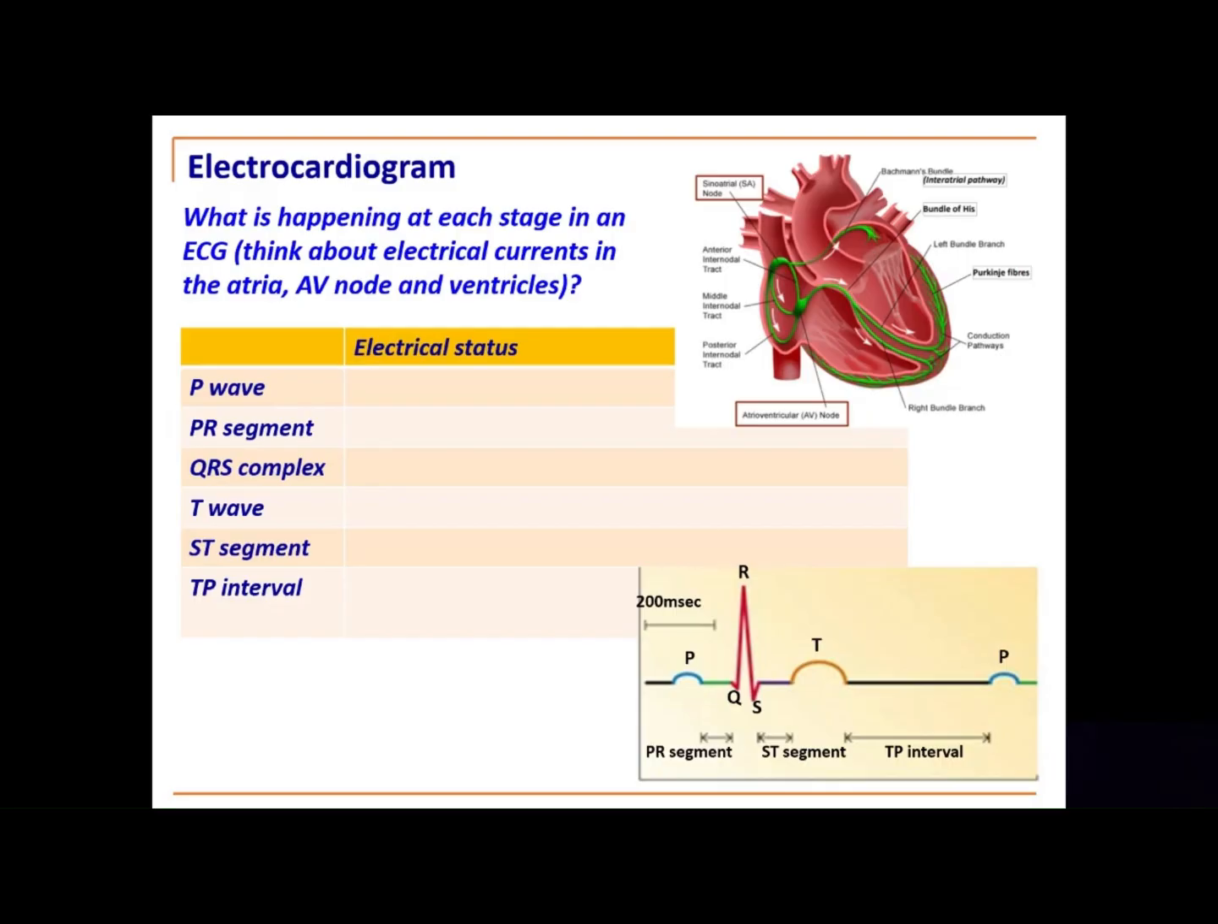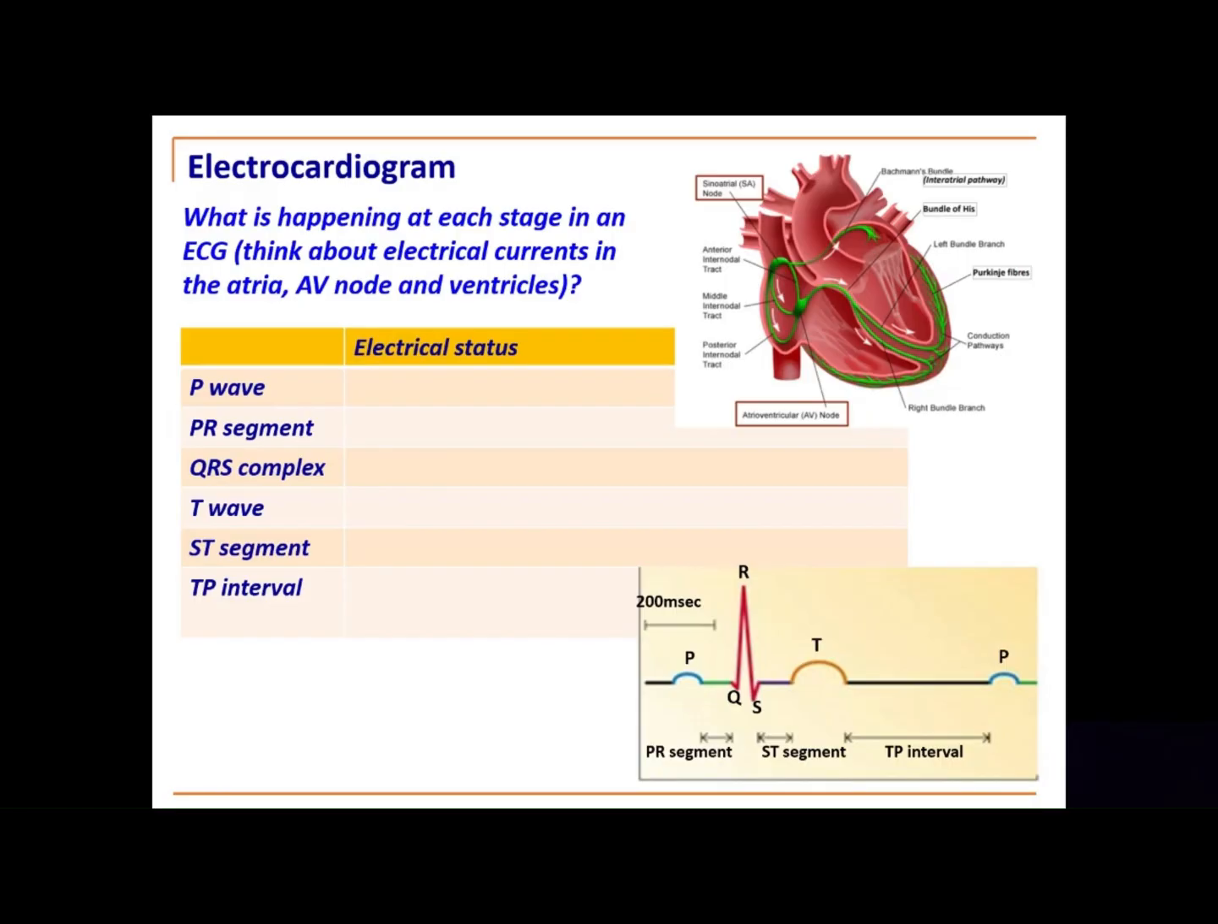So what's happening at each point? The P wave. What does the PR segment refer to? And the QRS complex and the T wave, so we've got them measured there for you. What do they tell you about depolarization in the heart and repolarization in the heart? So what is depolarizing and what is repolarizing?